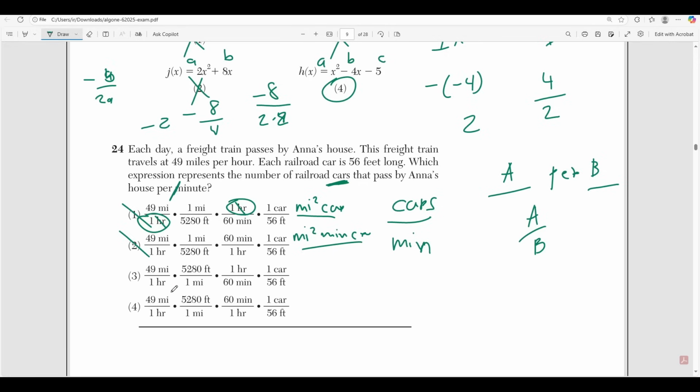Now, if I look at choice 3, this hour cancels out with this hour. This mile cancels out with this mile. This foot cancels out with this foot. Once they cancel out, those units are gone. So what units remain? Well, the unit on top is car, and the unit on bottom is minutes. So this has to be the correct answer because it gives me cars over minutes.